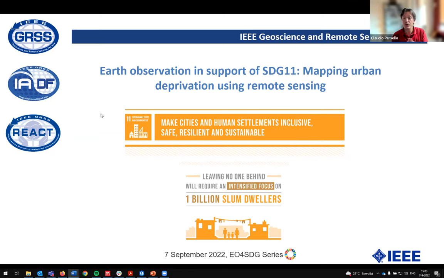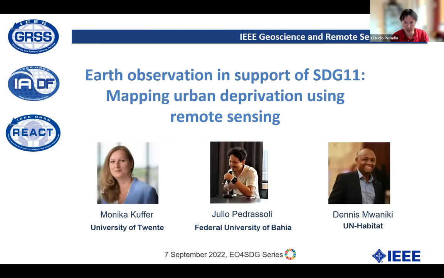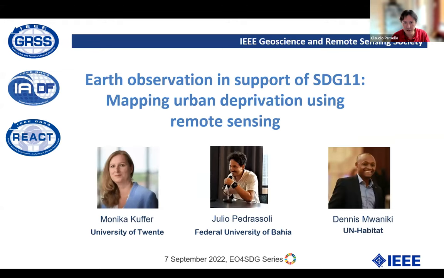Let me introduce the three speakers for today. So our first speaker is Monika Kuffer. She's working as an assistant professor at the Faculty of Geoinformation Science and Earth Observation, ITC, at the University of Twente. And her main research interests are about urban remote sensing, SDG monitoring, mapping deprived areas, and analyzing urban forms and dynamics with remote sensing and spatial statistics. She is co-chairing an international network on deprivation area mapping called IDEA Maps, and she's currently working on a number of projects related to deprived area mapping.